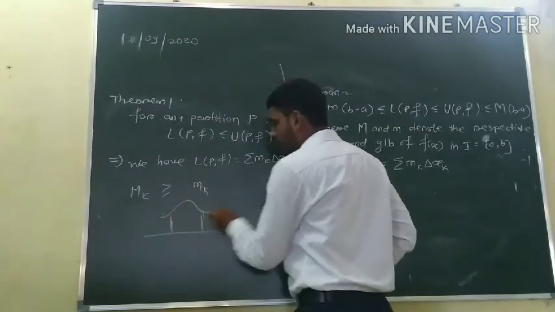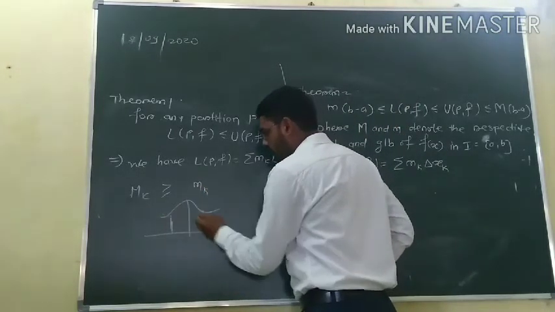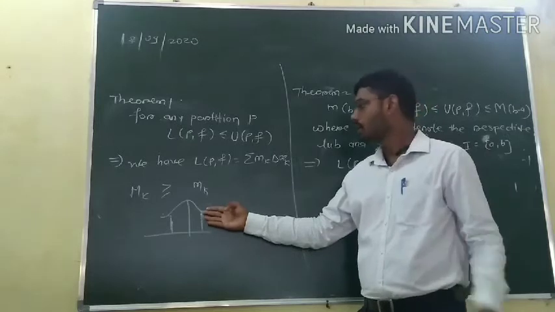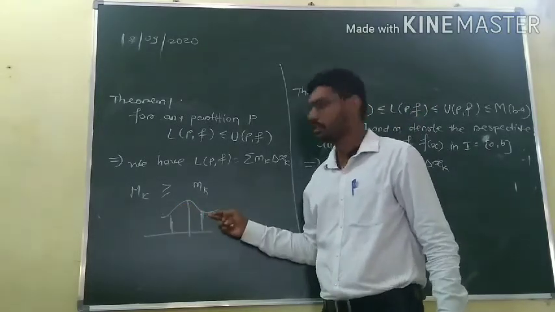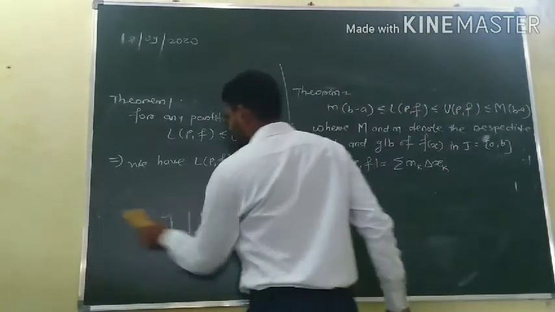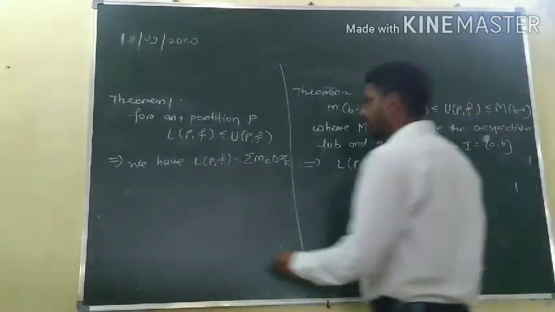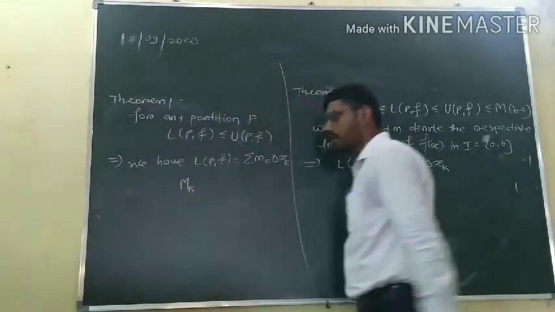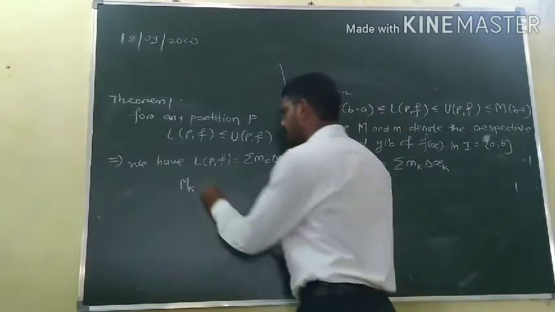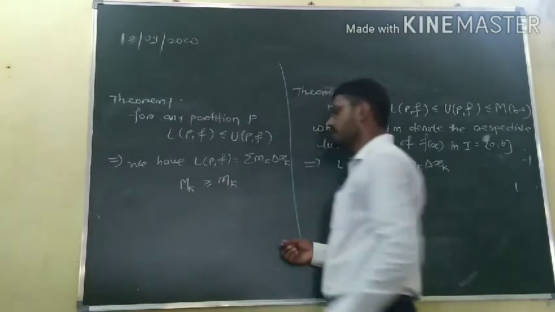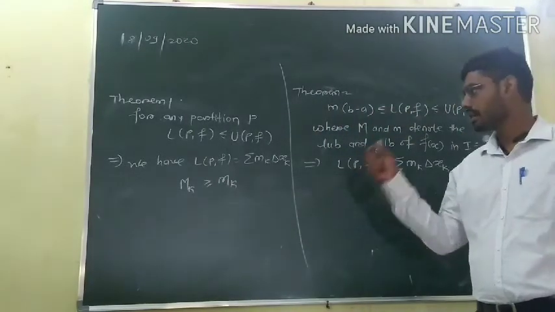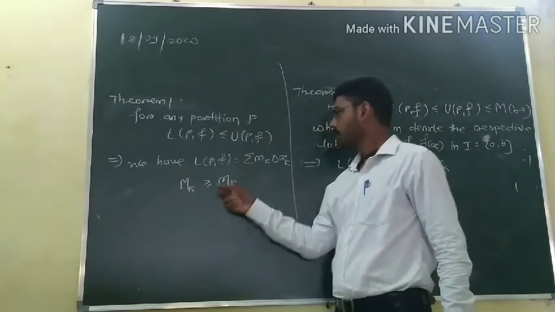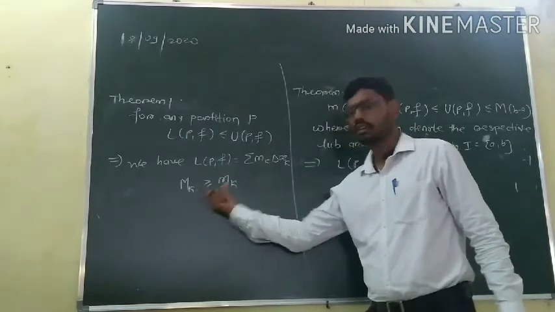Suppose this is the function, this is the maximum value, and suppose this is the minimum value. The maximum value is always greater than the minimum value, and they are equal only in the case where the function is a constant function. So we know that the maximum value, that is the least upper bound of the function in the kth interval, is always greater than or equal to the minimum value, that is the lower bound of the function in that subinterval. So capital M_k, the maximum value, is always greater than or equal to the minimum value. So we have to use this condition in this formula.